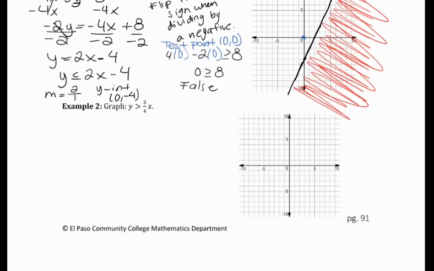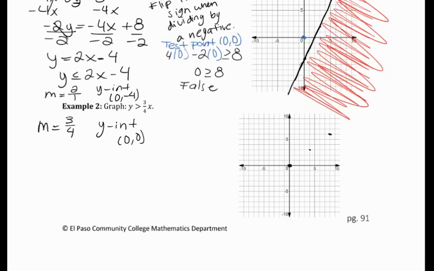As we can see in example 2, my inequality is already in the form y equals mx plus b, which is the slope-intercept form. So from here, my slope is 3 over 4, and my y-intercept is going to be 0, 0. So let's go ahead and graph that. So 0, 0 is right here. And then we go 3 up and 4 to the right, right here.